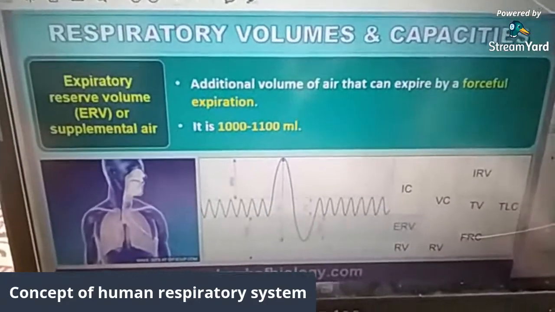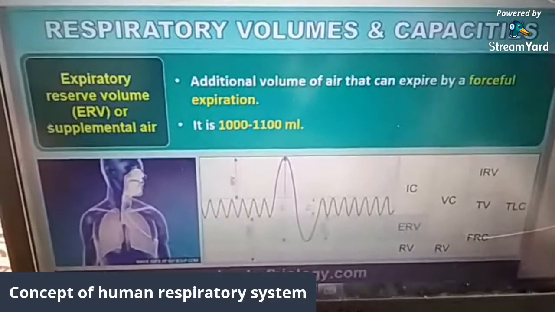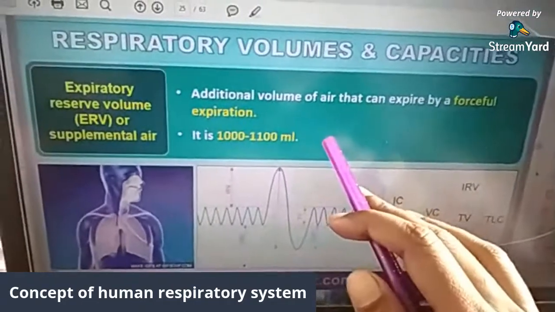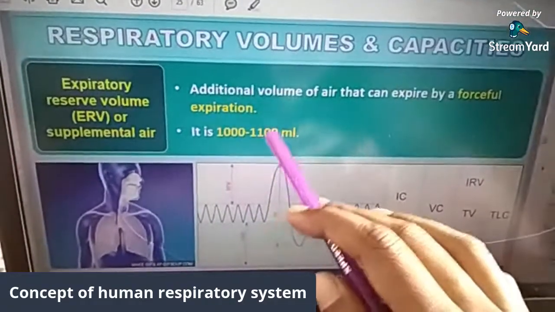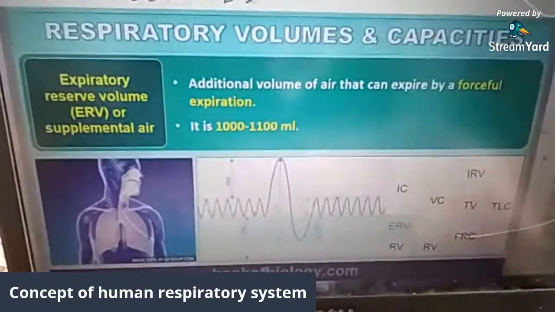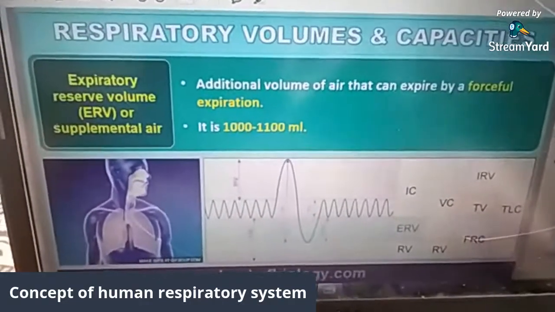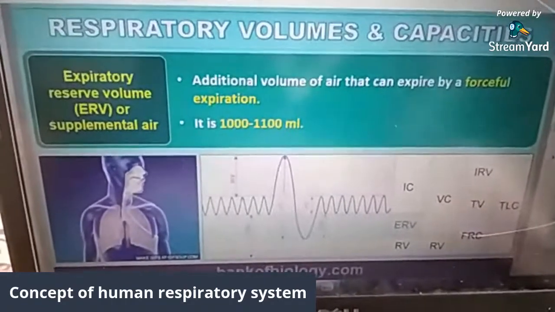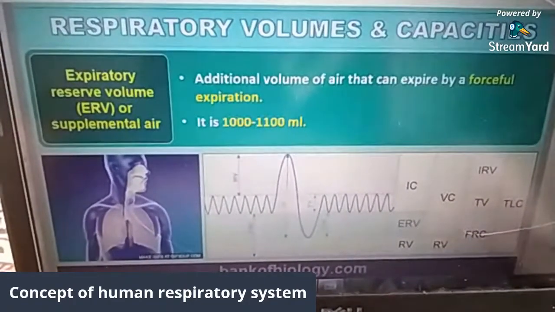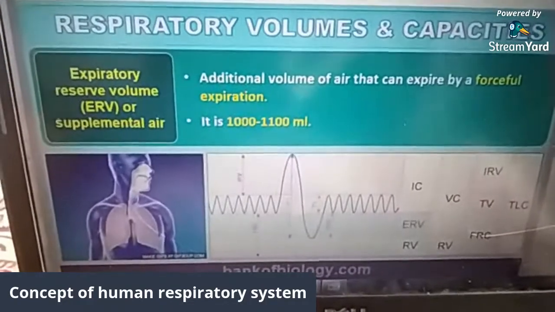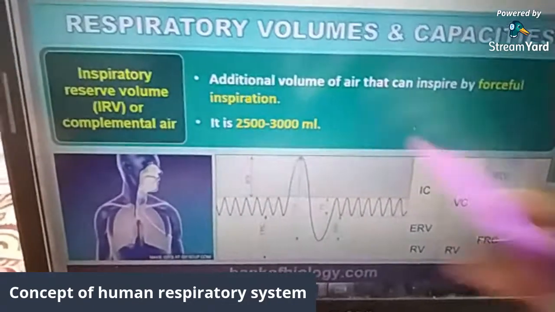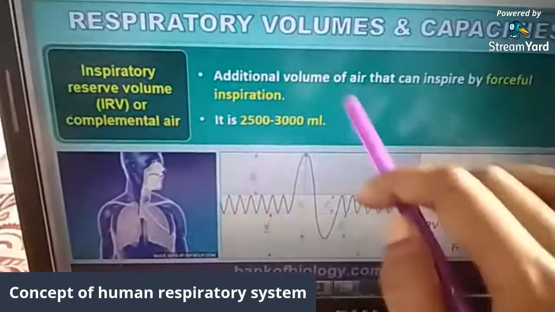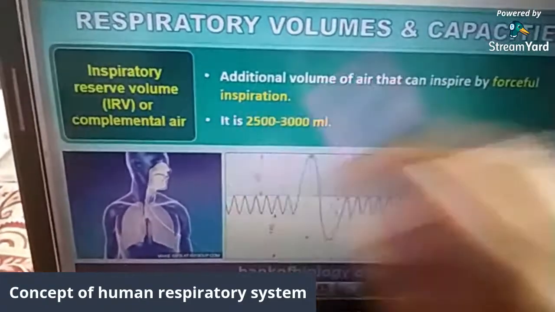Next is the ERV, the additional volume of air that can be expired by a forceful expiration. It's 1000 to 1100 ml. Clear? All those things are quite easy and simple. Just when you study and learn all those things, keep it in mind not to write the wrong information during your exam.